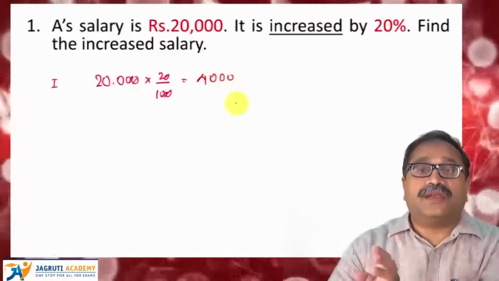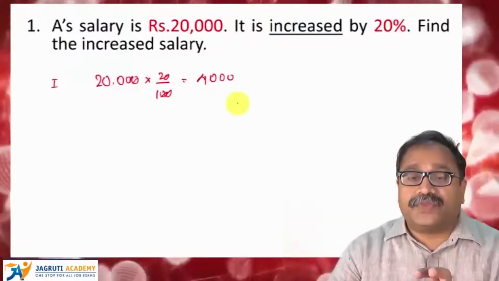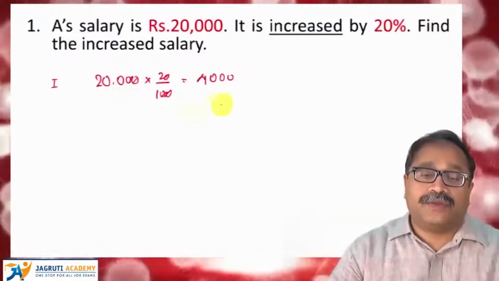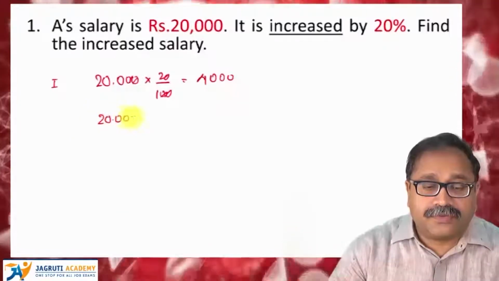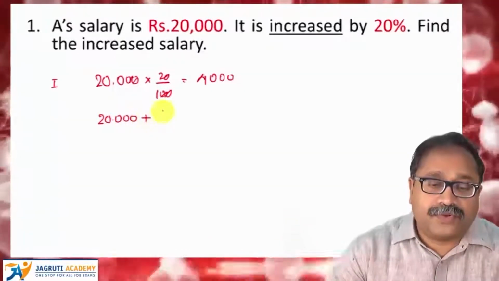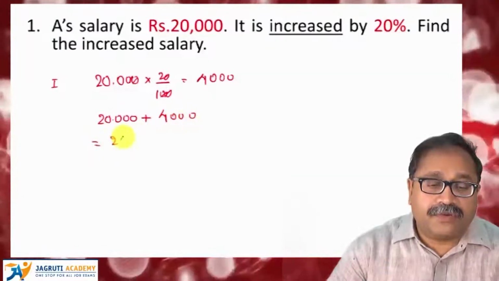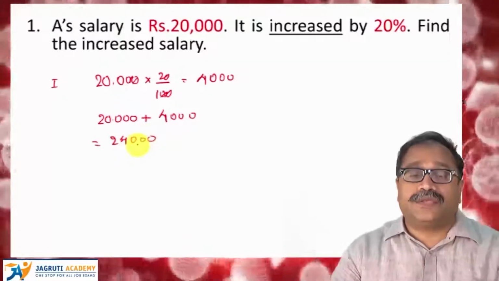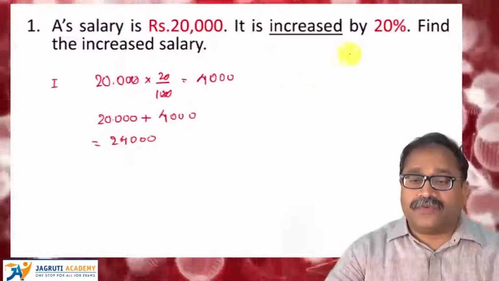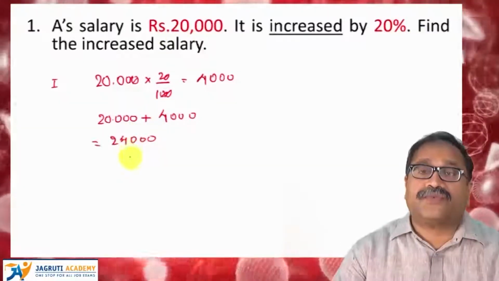So this much salary is increased. Now what I do? I will add this 4,000 to his original salary. That means my required number is 20,000 plus 4,000, which is equal to 24,000. This is the increased salary. So what I need to find out? Find out the increased salary, and I can say the increased salary is 24,000.